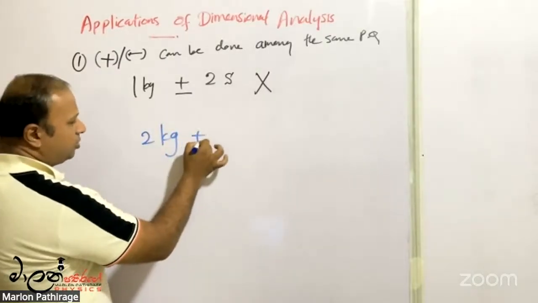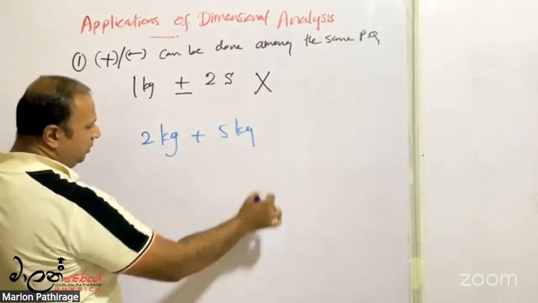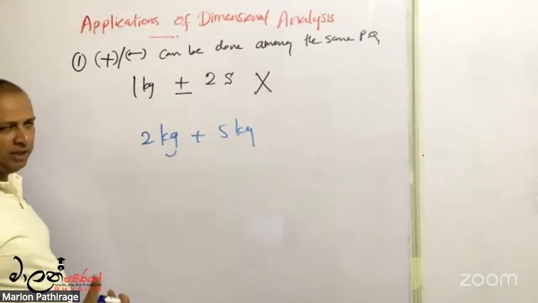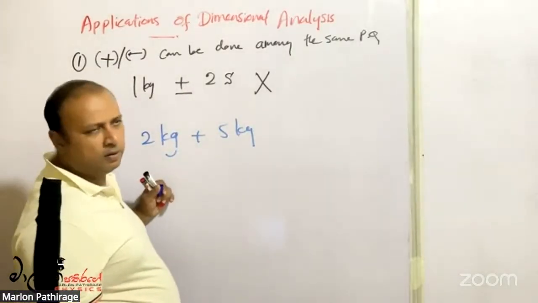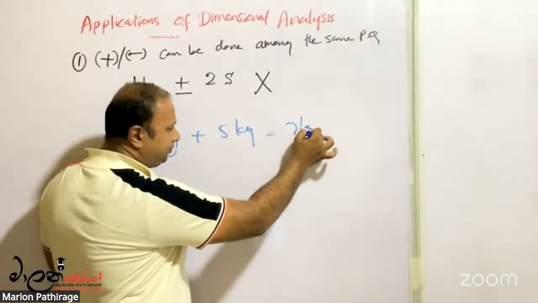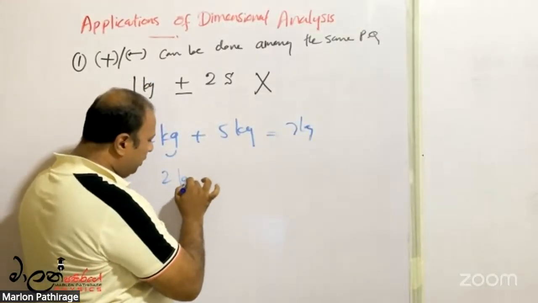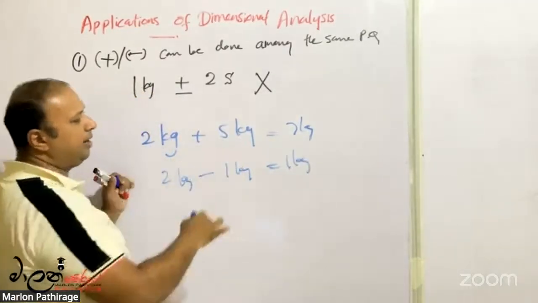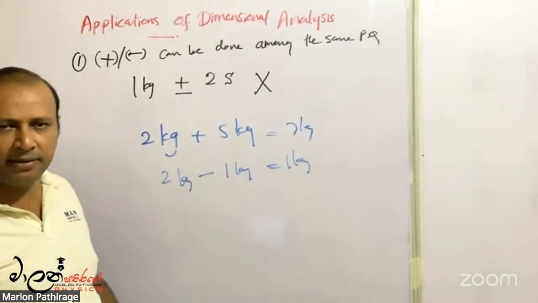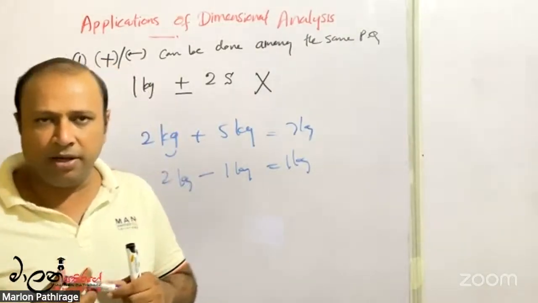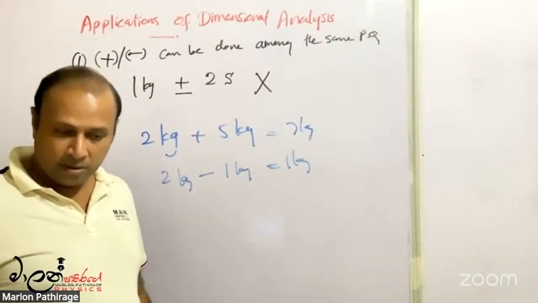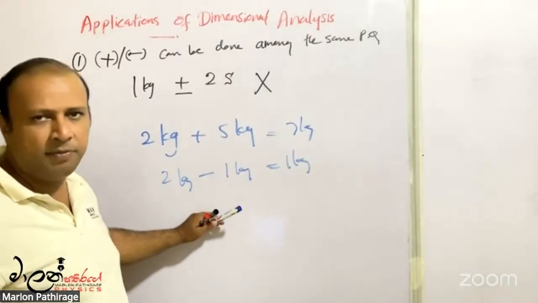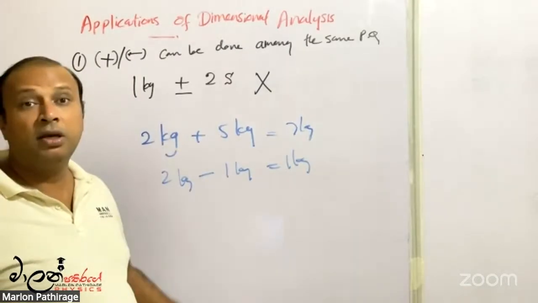You can add 2 kg to 5 kg. That's 2 kilograms of something, and you can add 5 kilograms. Then the answer is 7 kilograms. 2 kilograms minus 1 kilogram, the answer is 1 kilogram. Therefore, addition or subtraction can be done among the same physical quantities, but they cannot be done between two different physical quantities.